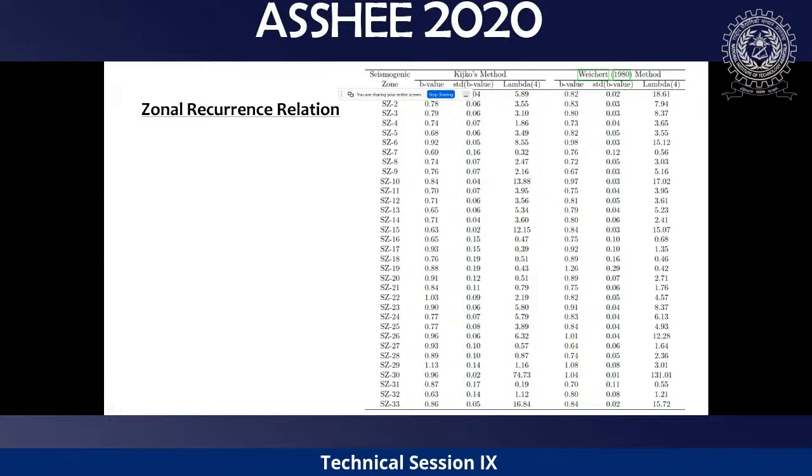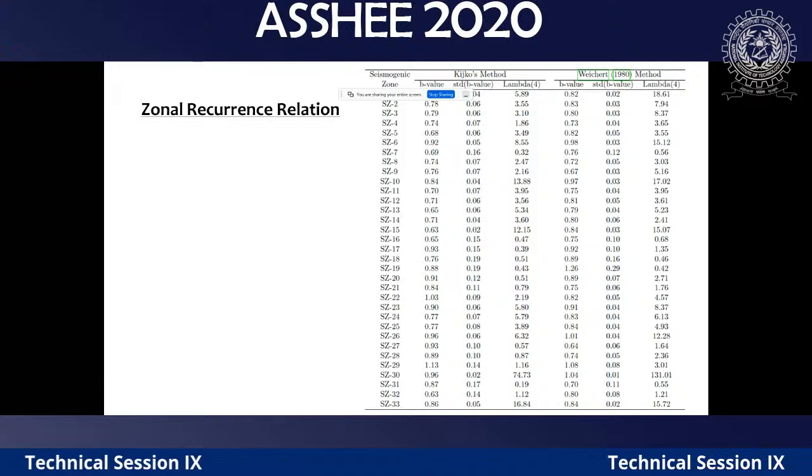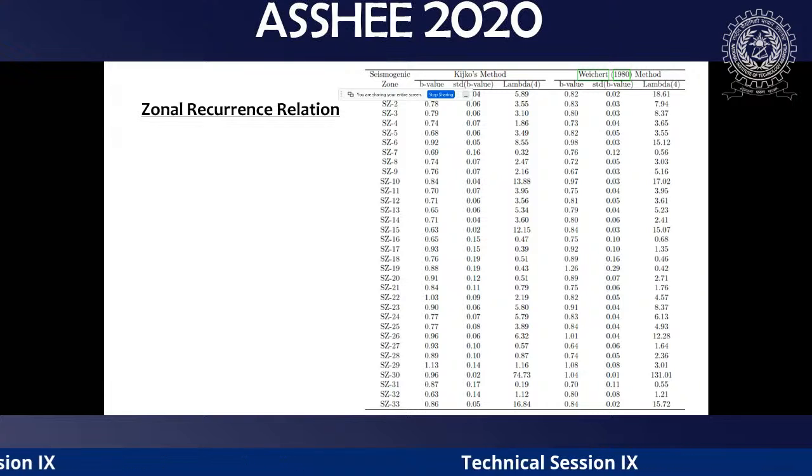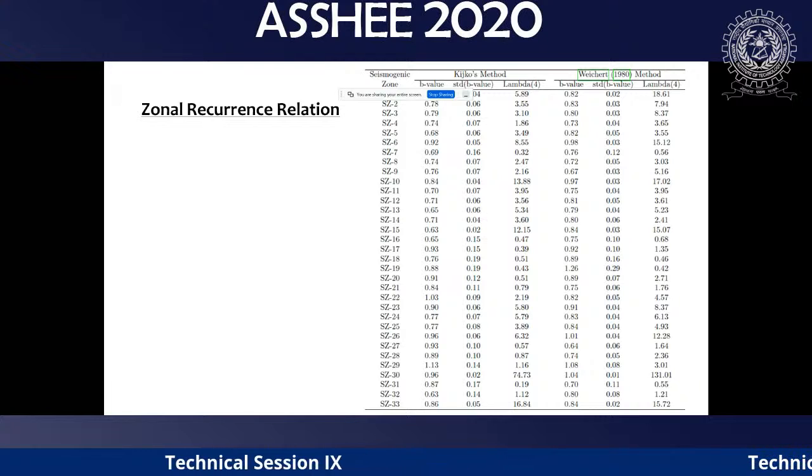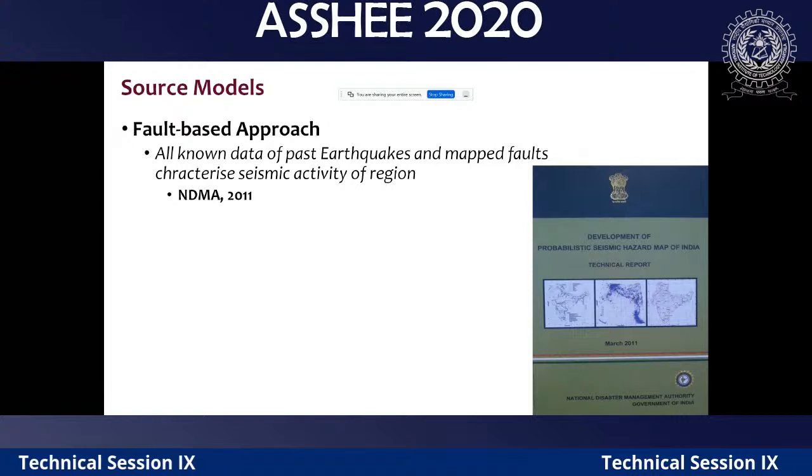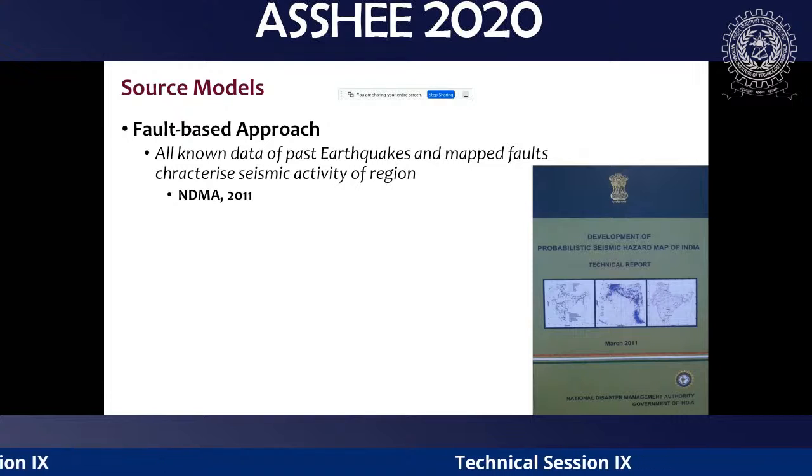And we have also obtained their uncertainties, like the standard deviations of the b value and the lambdas. So whichever source zone contains very little data, obviously the standard deviation of the b values will be very high. So then coming to the source models for hazard analysis.